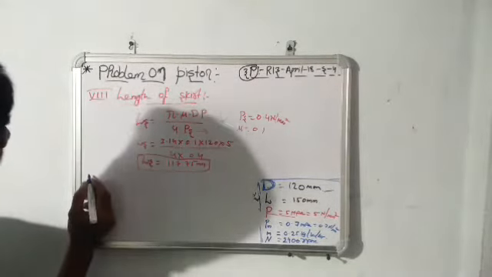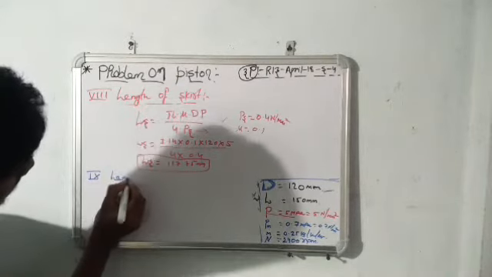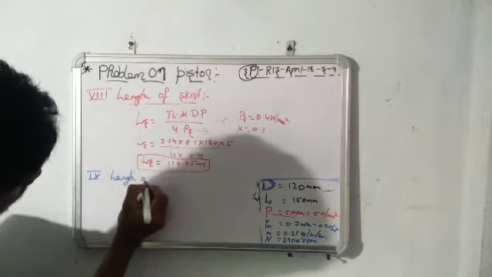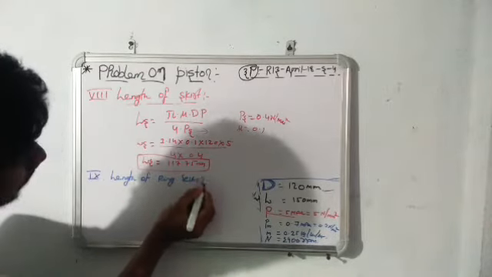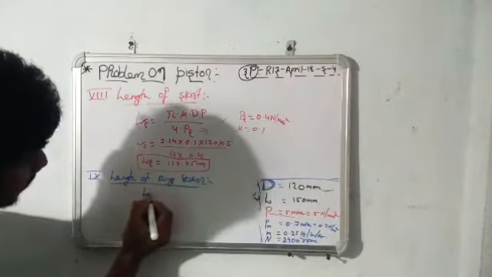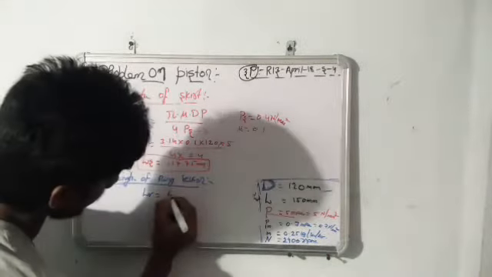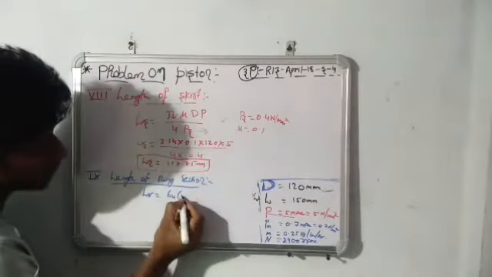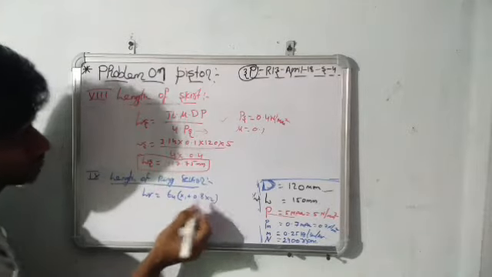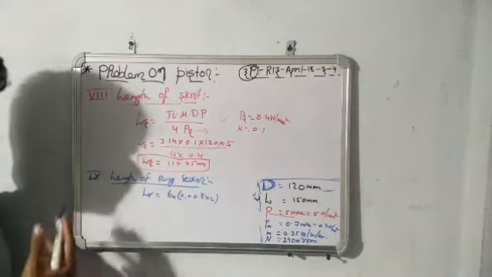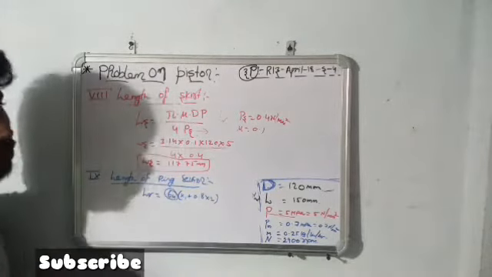That is the 9th step. Length of the ring section. The length of the ring section is denoted by LR. So how do we get this? LR equals T4 into x1 plus 0.8 into x2. This is the formula to find the length of the ring section. Here we already know the value of T4.